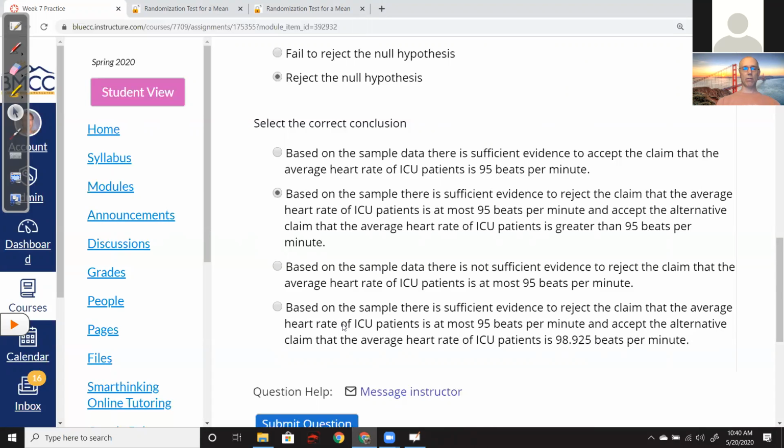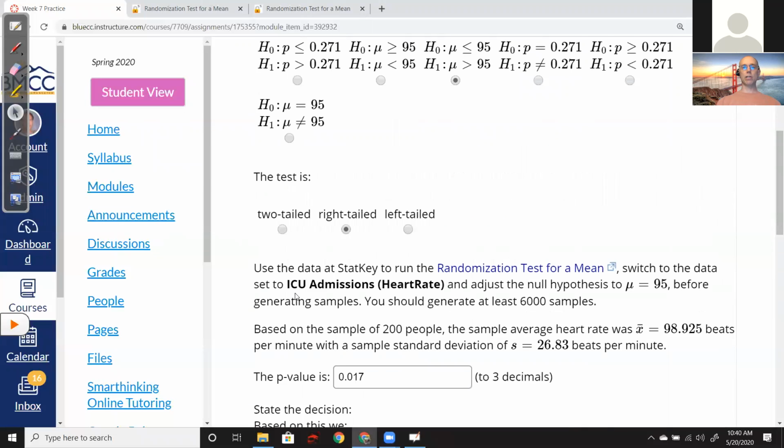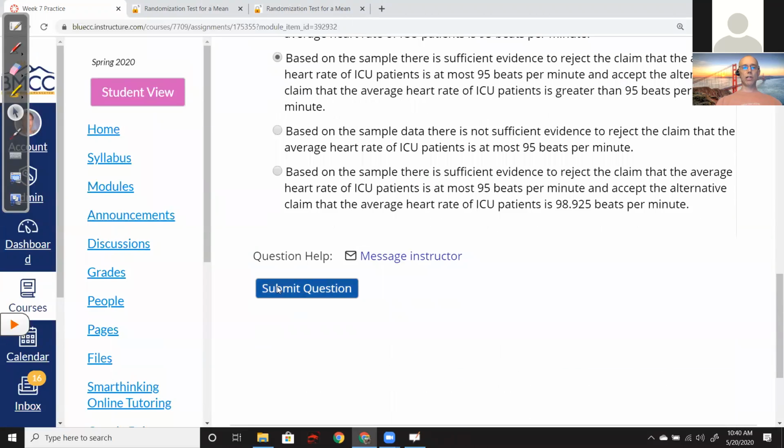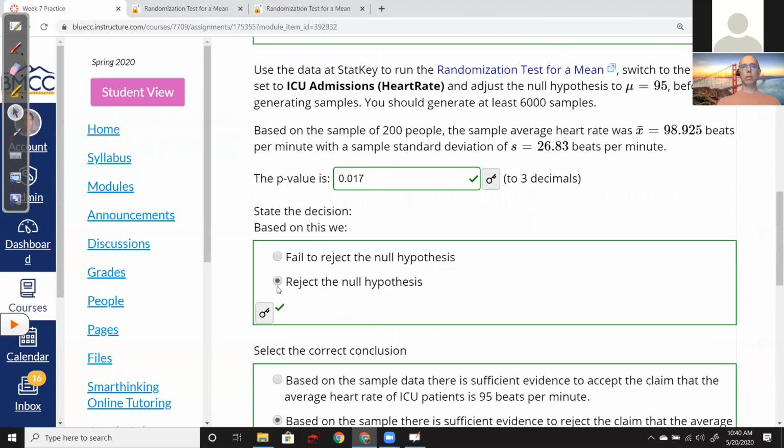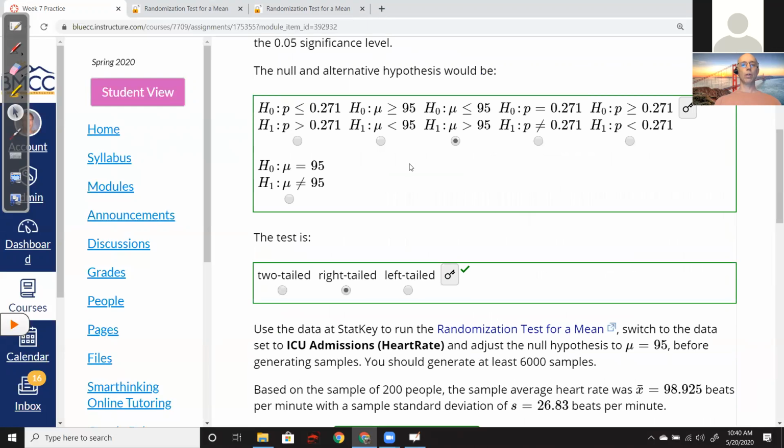All right, it's got to be the second one. Check all my boxes. Let's get some green check marks. Woo! Did all right. Cool.